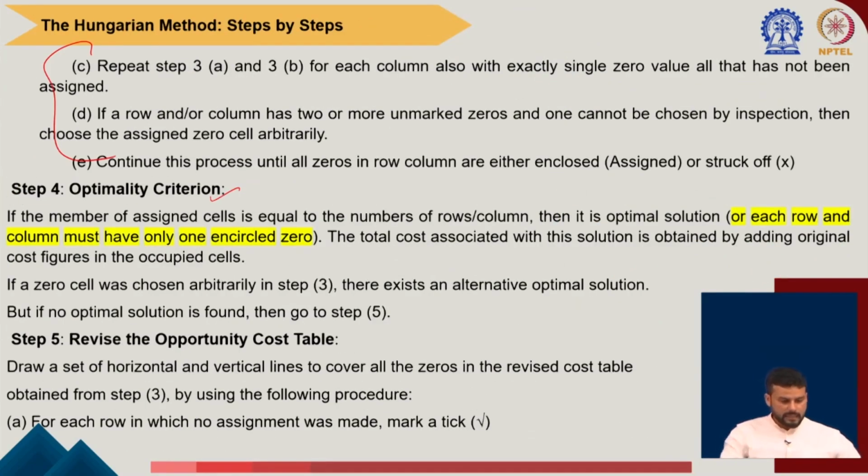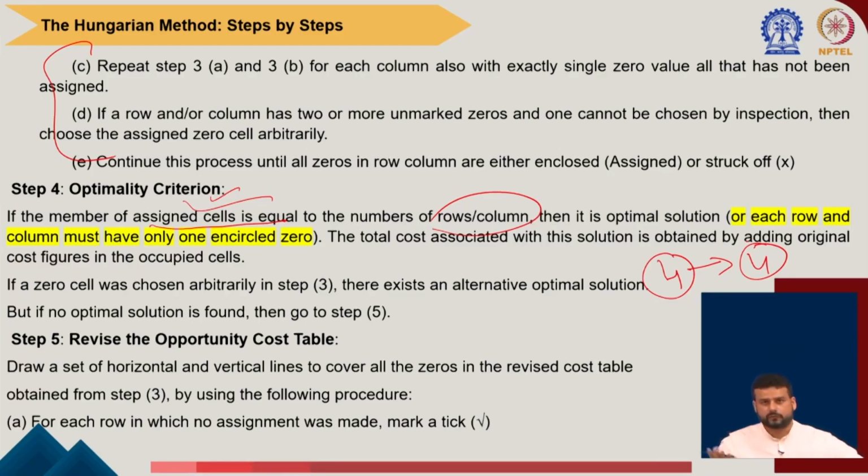Now how will we check whether the solution is optimal or not? If the number of assigned cells is equal to the order of the matrix, right. If you have made 4 allocations and the order of the matrix is 4, meaning the number of rows or columns, then this solution is optimal. If it is less than 4, the order of the matrix, then the solution is not optimal. Obviously, you cannot have more than the order of the matrix, that is not feasible, that is not possible.